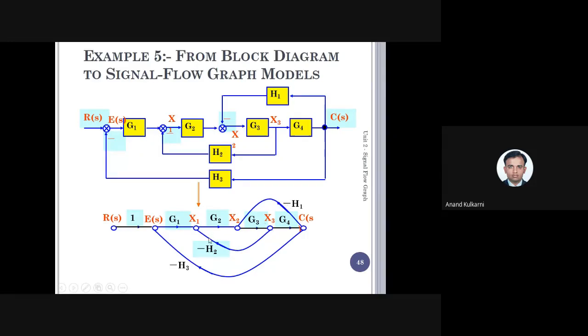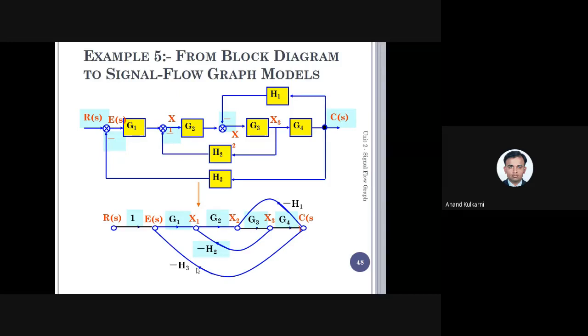Then from X3 to X1, there is a minus H2 as a feedback. And from C of S to E of S, that is minus H3. This is minus H3. So this is one problem. What is asked is, given a block diagram, convert it to a signal flow graph and find the solution. That is how the problem is asked. So this is also one type of problem.